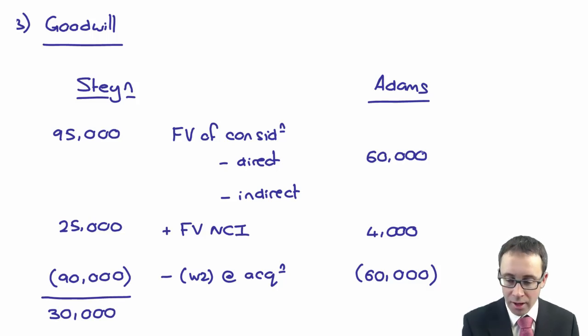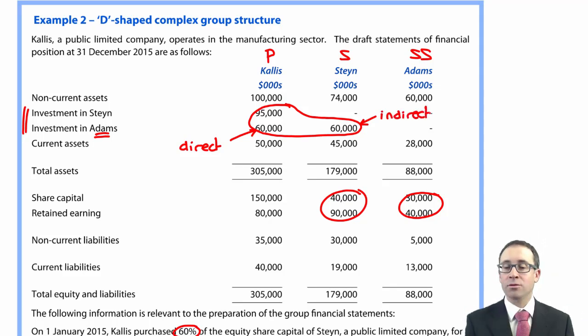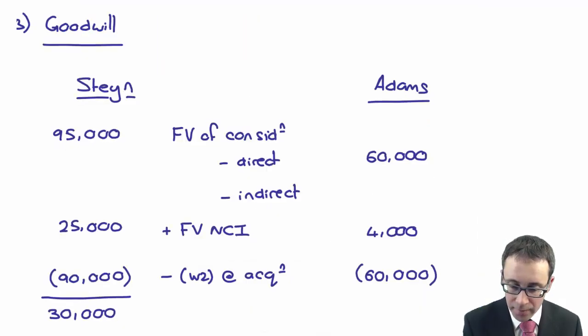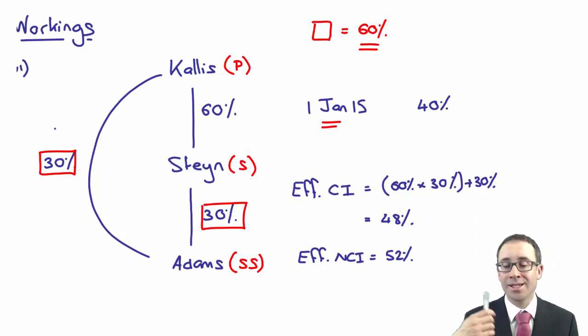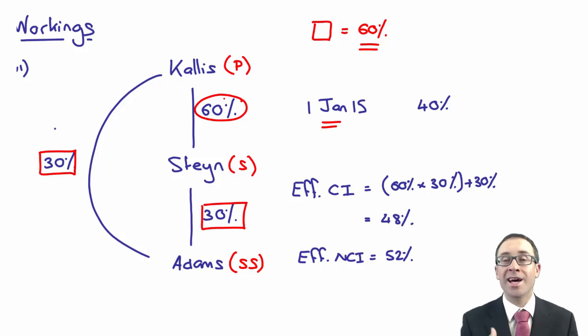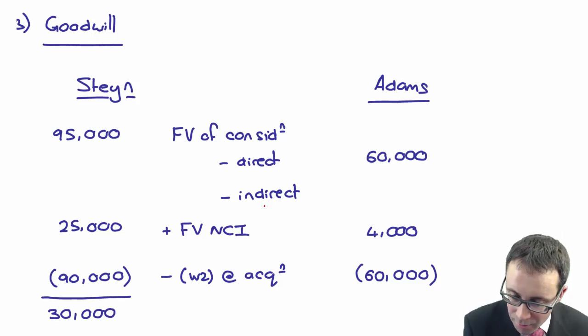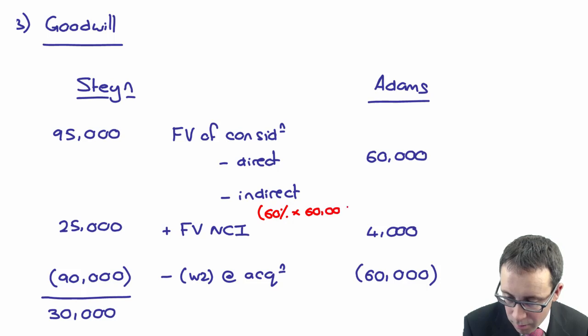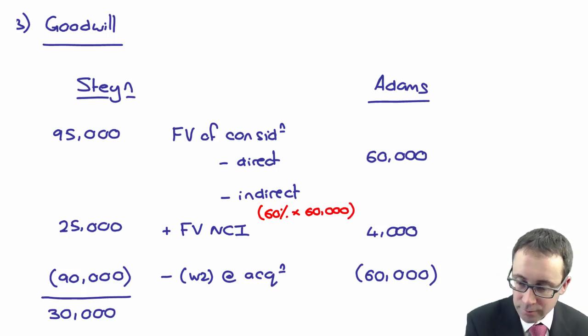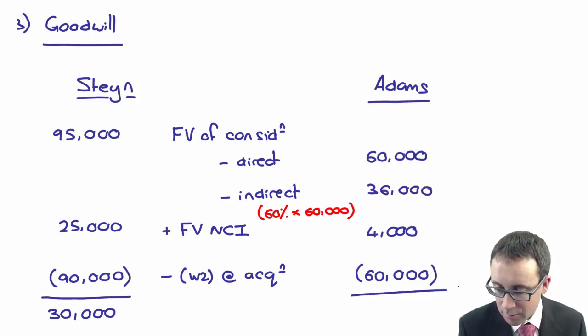The indirect is where we just need to be a little bit careful, isn't it? Because we know that it is 60,000, but don't forget what we need to adjust for is the fact that that 60,000 is sat in Stain's books, and we need to take P's share, don't we? We need to take that 60% of it. So that indirect element is 60% of the 60,000. Does that give me 36,000?